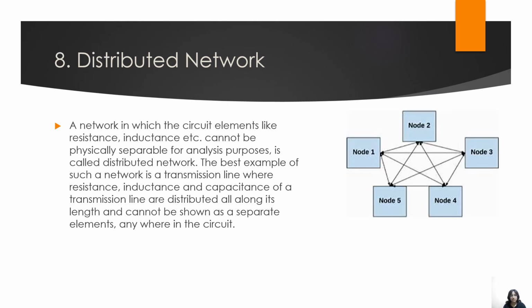The last type of network is distributed network. A network in which the circuit elements like resistance, inductance, etc. cannot be physically separable for analysis purposes is called distributed network. The best example of such a network is a transmission line where resistance, inductance and capacitance of a transmission line are distributed all along its length and cannot be shown as a separate element anywhere in the circuit.